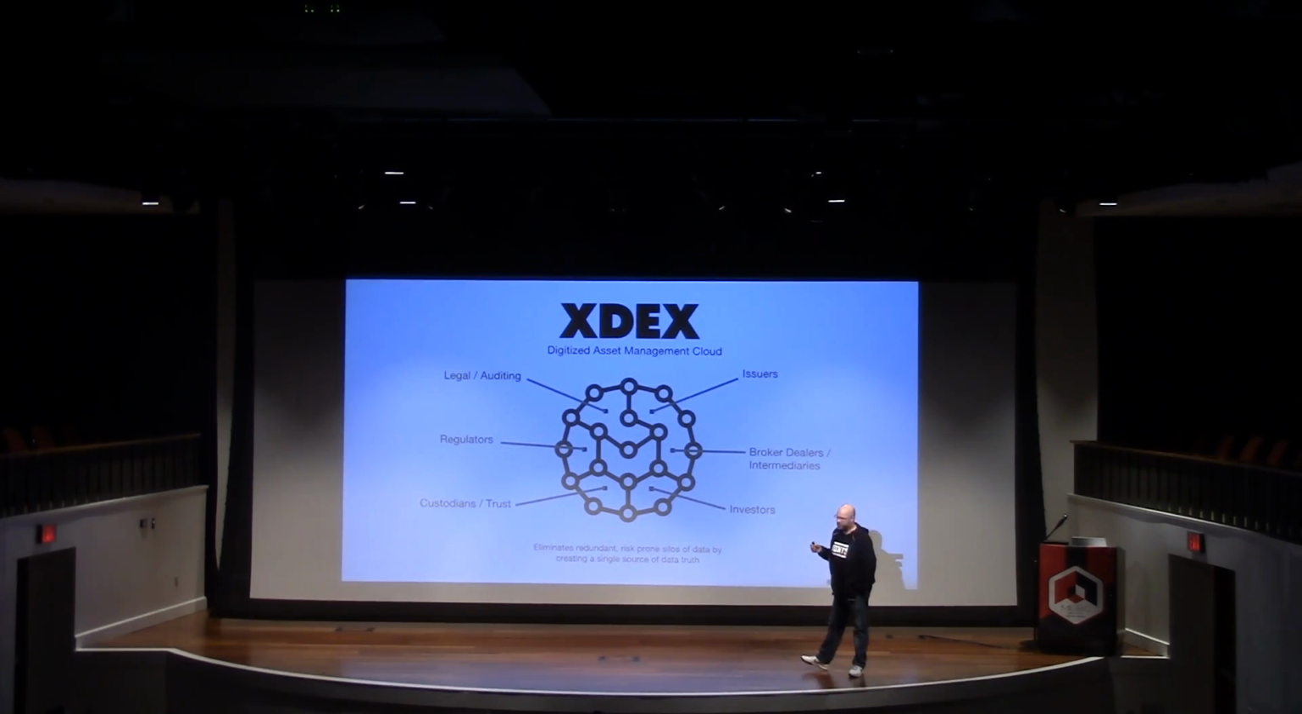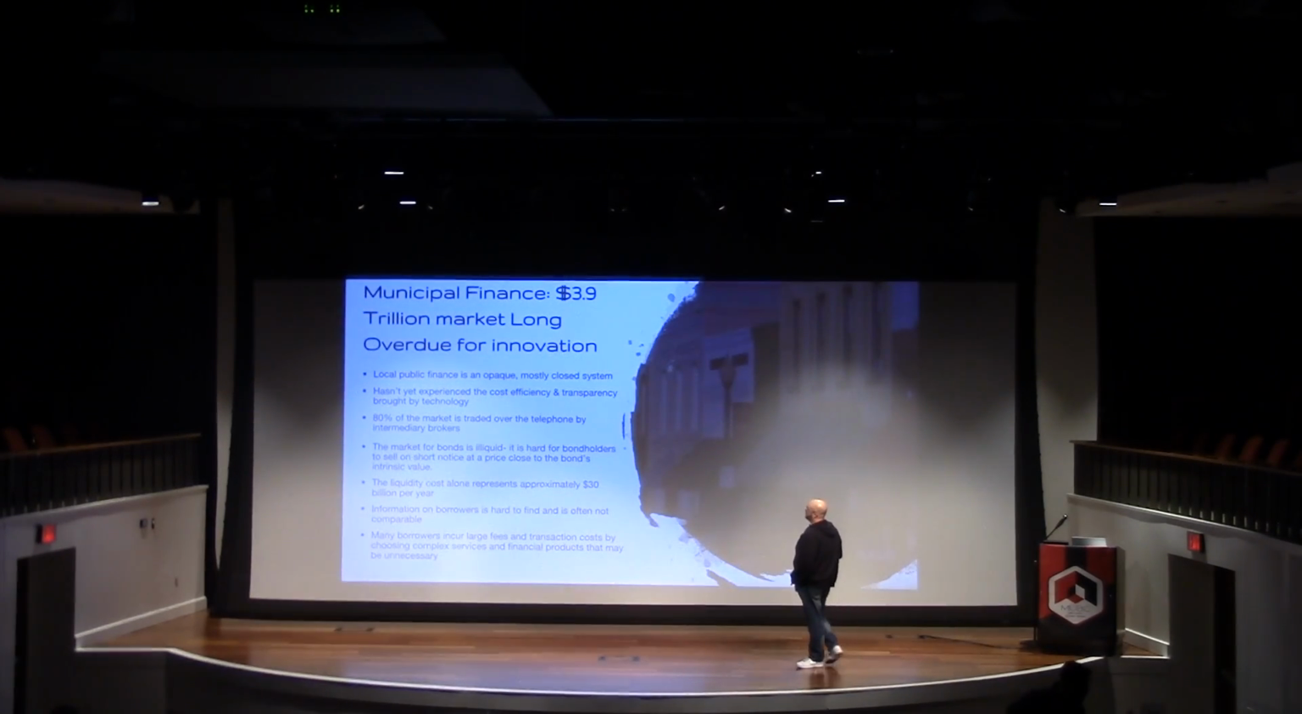So we built this thing called XDEX. It's a permissioned blockchain specifically for the financial services market. And we help connect all of these people in the financial services world: asset issuers, broker-dealers, and the intermediaries. They're still part of the equation. We haven't put them out of business yet. Investors, custodians, and institutional trusts. But regulators, they need access to this data. And then, of course, the law firms, the auditing firms, the accounting firms, they all need access to this information. And we've created a permission network for those folks to connect with each other.